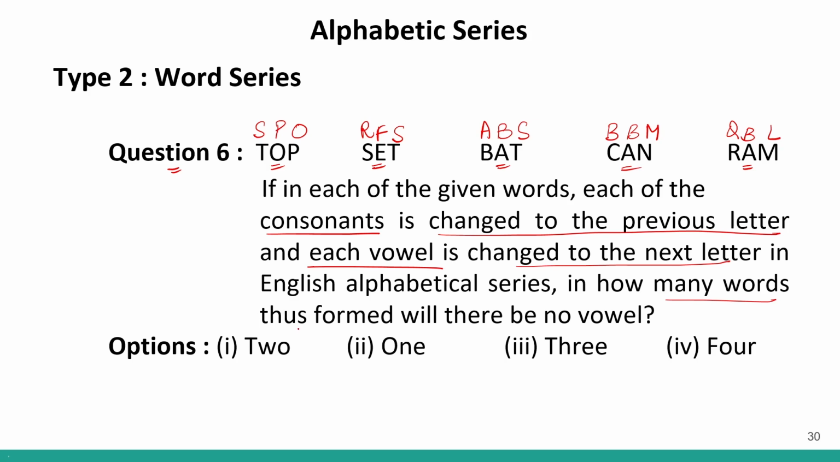In how many words thus formed will there be no vowels? We have to identify how many will have no vowel. In this there is a vowel O. In this I do not see any vowel. In this there is a vowel A. In this there is no vowel. And in this also I don't see any vowel. So 1, 2, 3. 3 words are there in which I see no vowel. Therefore my answer will be option number 3, 3. Okay?